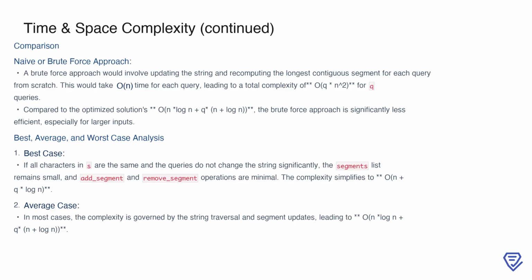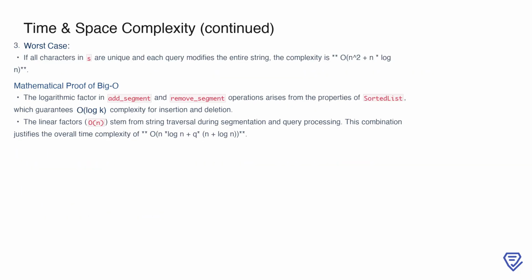Now, considering different scenarios, in the best case where all characters in S are the same and the queries do not significantly alter the string, the segments list remains small, reducing add_segment and remove_segment operations. This simplifies the complexity to O(n + Q * log n). For the average case, the complexity is typically governed by the segmentation and segment updates, leading to O(n * log n + Q * (n + log n)). Finally, in the worst case, where all characters in the string are unique and each query modifies the entire string, the complexity reaches O(n squared + n * log n). To better understand this, we can mathematically break down the big O notation.